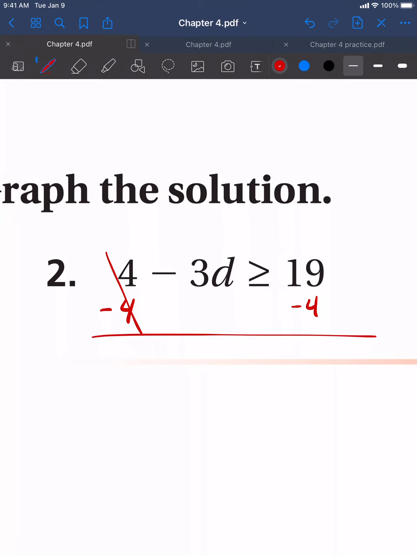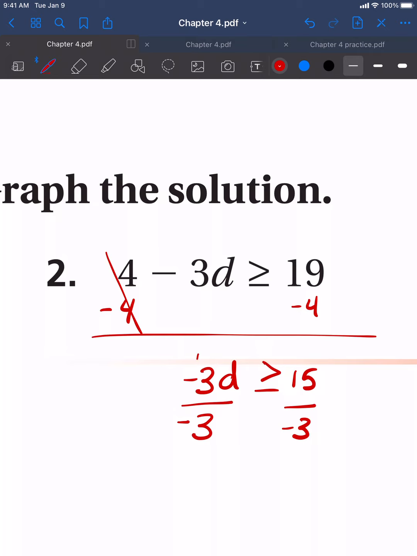What is 19 minus 4? 15. Rewrite everything else. If you don't keep this negative sign with the 3, you're going to get the wrong answer. It is negative 3d. Okay. Now what? Divide by 3. What kind of a 3? Well, positive 3. Negative. Yeah, we got to get rid of that negative with the 3, right? Can't keep the negative around.